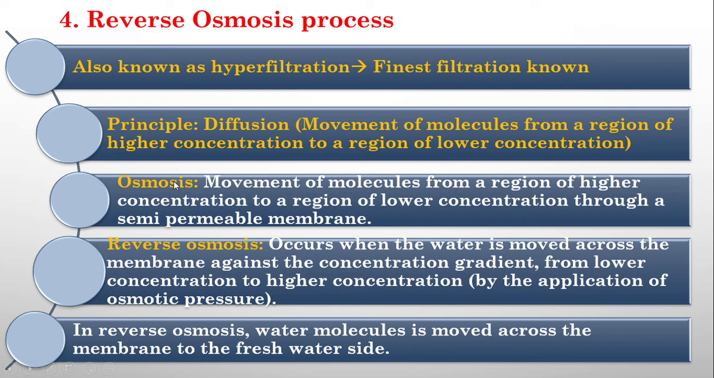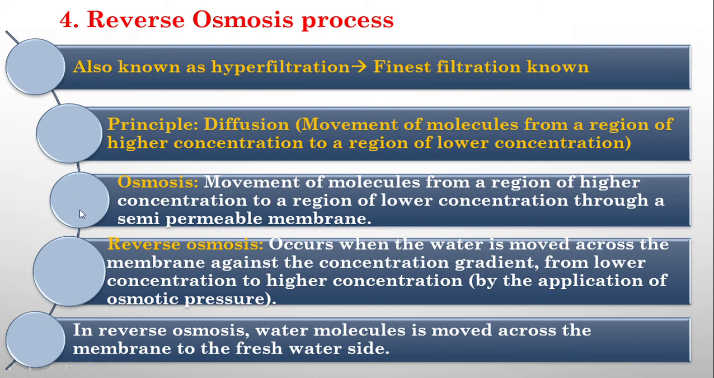Now reverse osmosis, what does it mean? It is the reverse process of osmosis. In diffusion, the movement of molecules occurs from a region of higher to lower concentration. Here, we are moving the water from a lower concentration to a higher concentration. We are not moving the solute molecules. We are just making the water move from lower concentration to higher concentration by the application of pressure, known as osmotic pressure, at the higher concentration side. So this is the process of reverse osmosis.